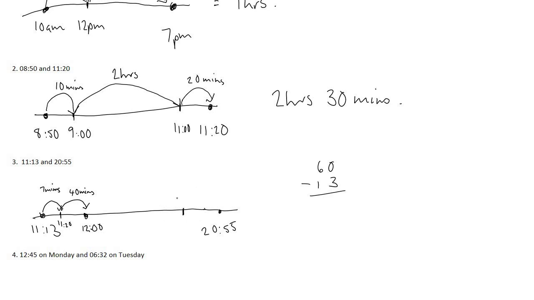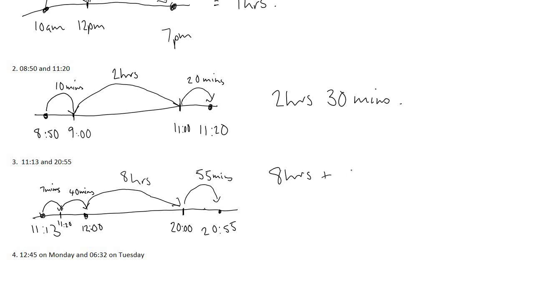Okay, and then here I've got 8 o'clock before, so that's 8:55. So 8 o'clock comes before that. Now from 12 up to 20, that's 8 hours, okay? And then I've got 55 minutes. Now the problem here, let me just rub that out, is that I've got 8 hours and I'm adding on 47 minutes there from the start.